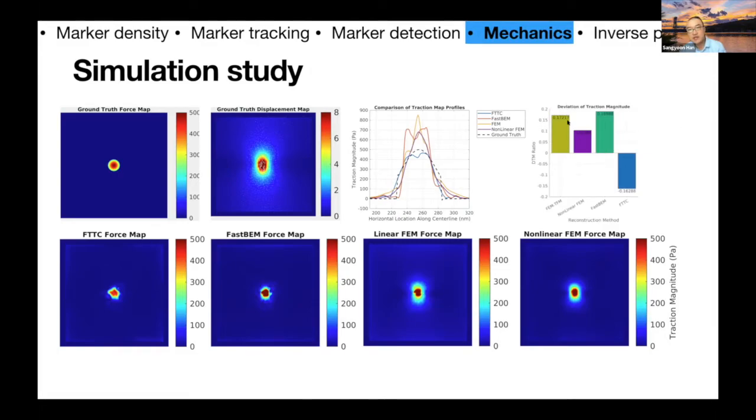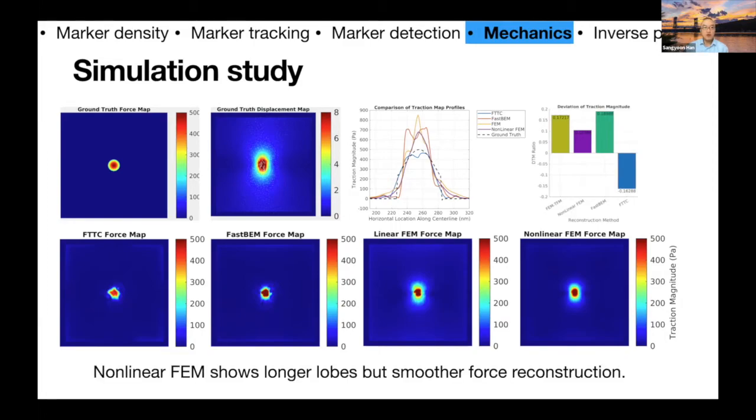Also, if you quantify the deviation of the traction magnitude, there was less deviation for the nonlinear FEM based TFM, while FTTC, where you solve this linear inverse problem in the frequency domain, had some underestimation. So this doesn't tell us the exact accuracy of this nonlinear FEM based force map.